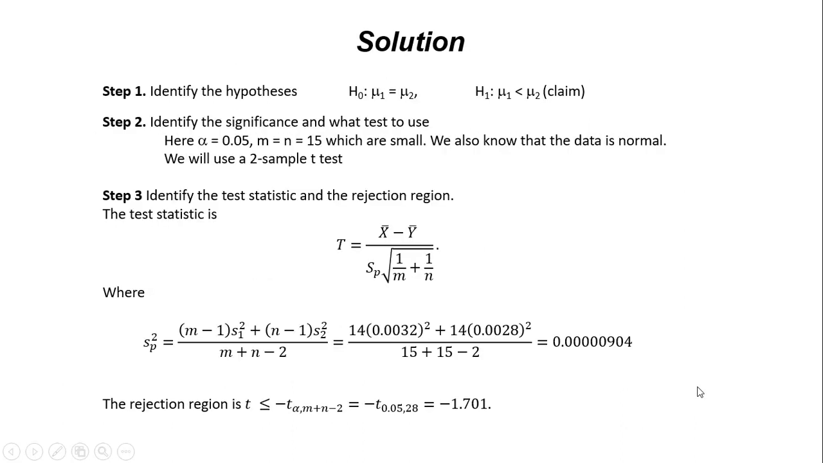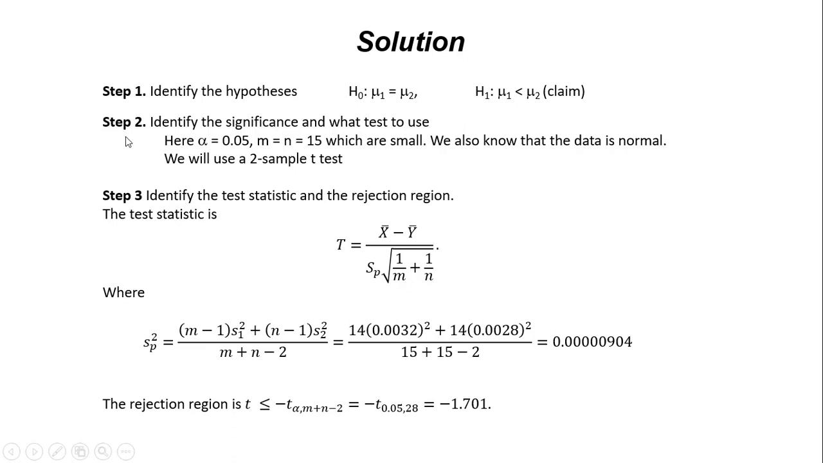Okay, so we start to think of the 5-step method. Step 1, identify the hypotheses. So now we have mu1 is equal to mu2. That's our null, and the alternative is mu1 is less than mu2. So this is telling us that the mean from area 1 is less than the mean from area 2, and we identify that as the claim.